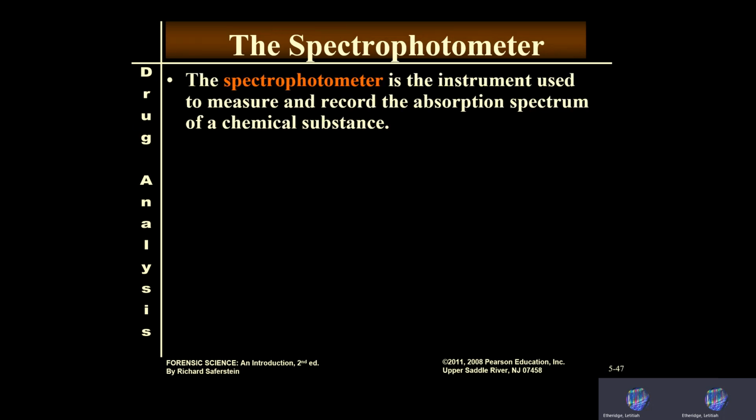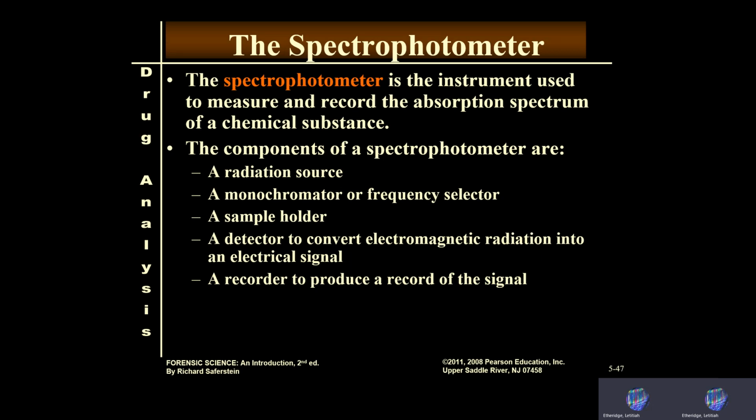Okay, let's talk about the spectrophotometer in general. This is the instrument that is actually going to measure and record the absorption spectrum of that chemical substance. The different components of this spec are going to be some sort of radiation source, a monochromator or frequency selector, and a sample holder, because obviously you need something to put your sample in. You're going to have a detector that converts that electromagnetic radiation into some sort of electric signal, and then a recorder that produces a recording of that signal. So essentially, we're creating another quote unquote picture of our chemical.